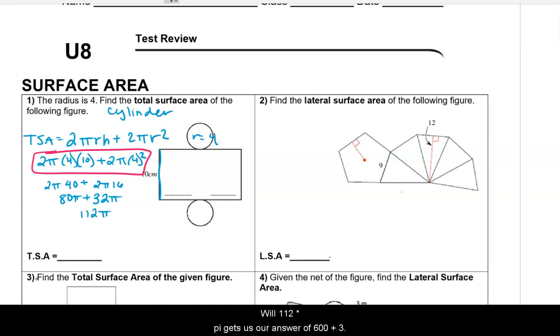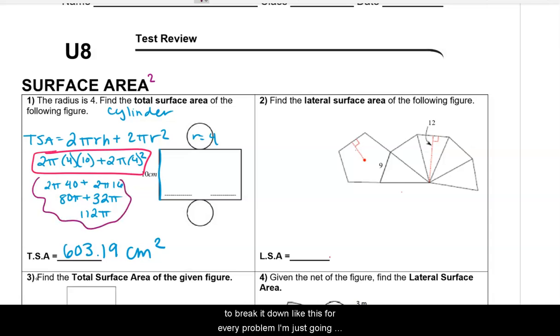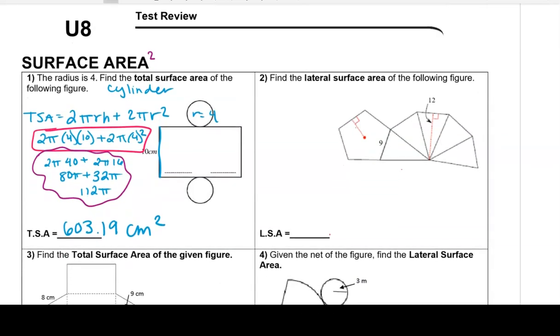Well, 112 times pi gets us our answer of 603.19 centimeters squared. Remember, when we are finding area, we are units squared. And when we find volume, it's units cubed. Okay, I'm not going to break it down like this for every problem. I'm just going to give you the formula, plug in my numbers for the formula, maybe an explanation, and then give you the answer.